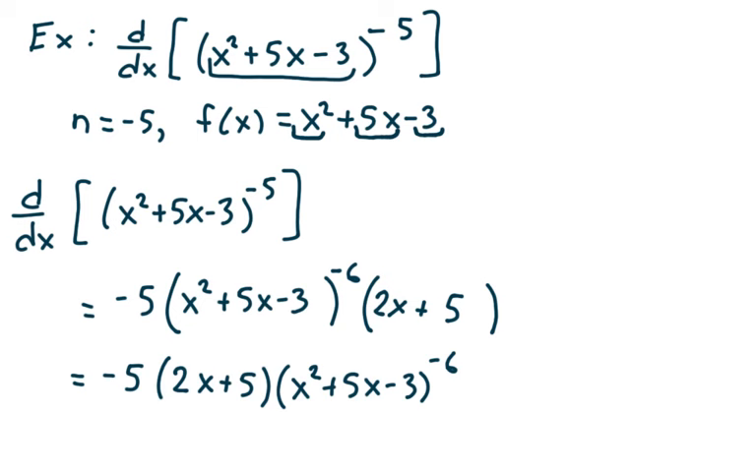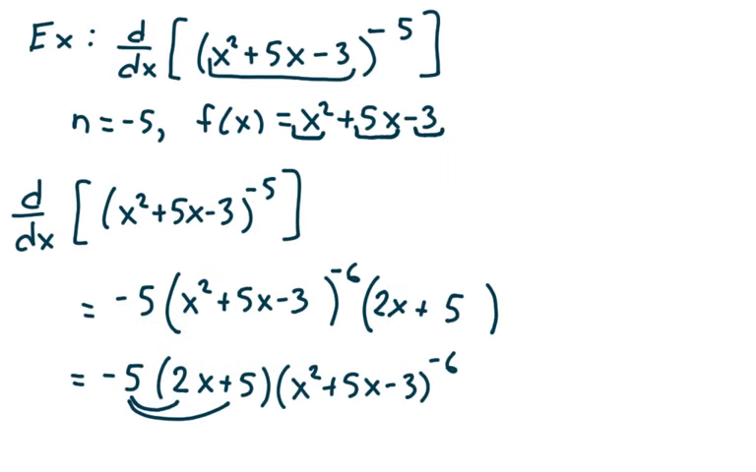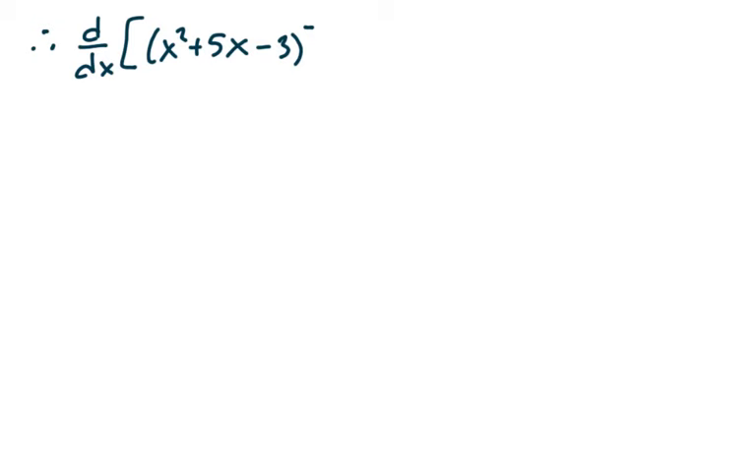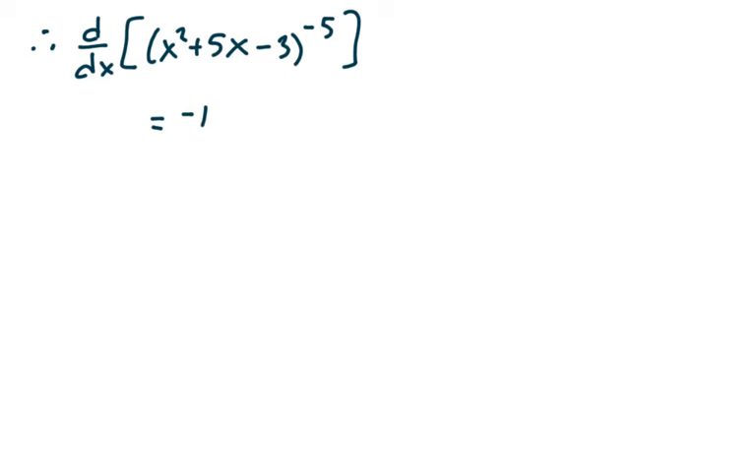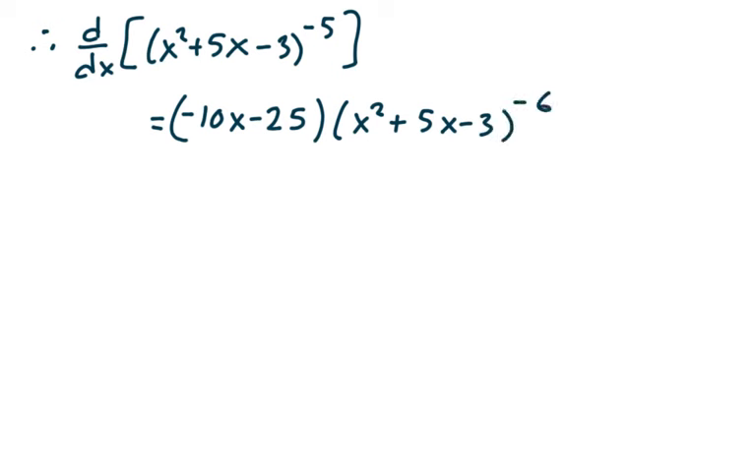So from here, I'm going to distribute the negative 5 inside. When I do that, I get the following. So the derivative of x squared plus 5x minus 3 to the negative 5 is equal to. Now notice, if I distribute, I get negative 10x minus 25. So I get negative 10x minus 25 times x squared plus 5x minus 3 raised to the negative 6 power.